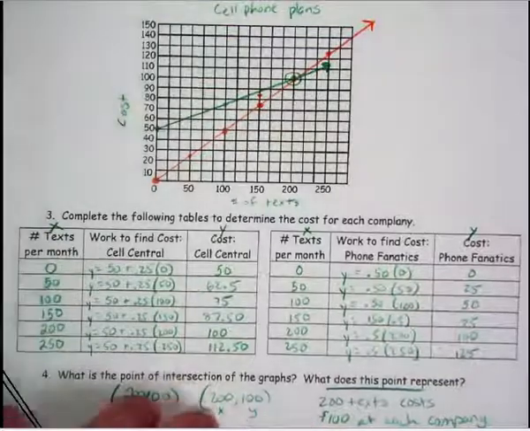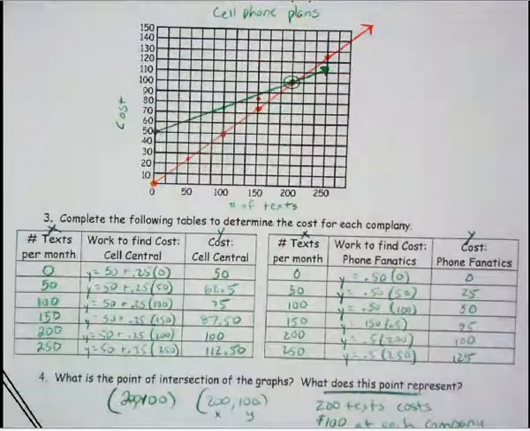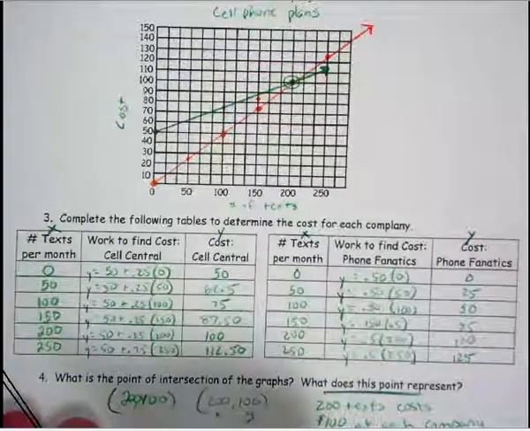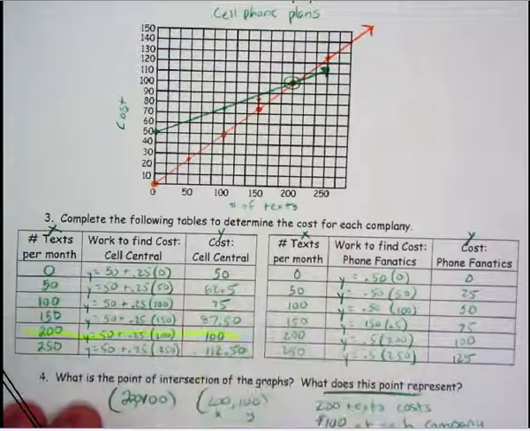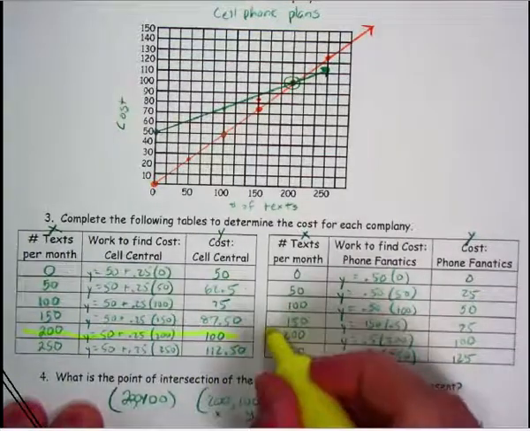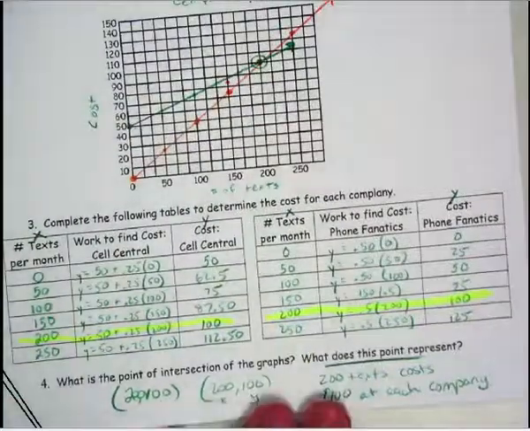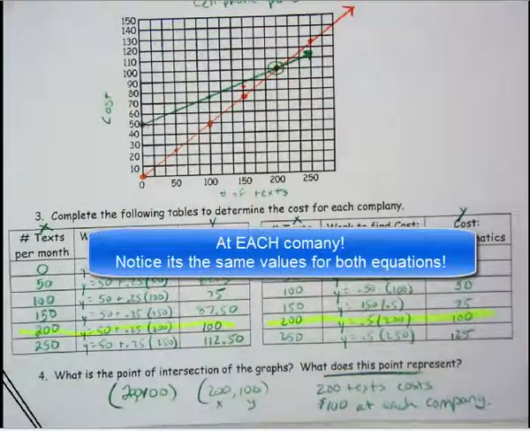What I would also like you to realize is I actually knew the answer to that before I even did the graph. If you look at the table that we filled out, did you happen to notice as you were filling it out that right here we got x being 200 and y being 100, and in the other table x was 200 and y was 100? The same x value gave us the same y value in both equations. And this is where we are headed for the next week or so.